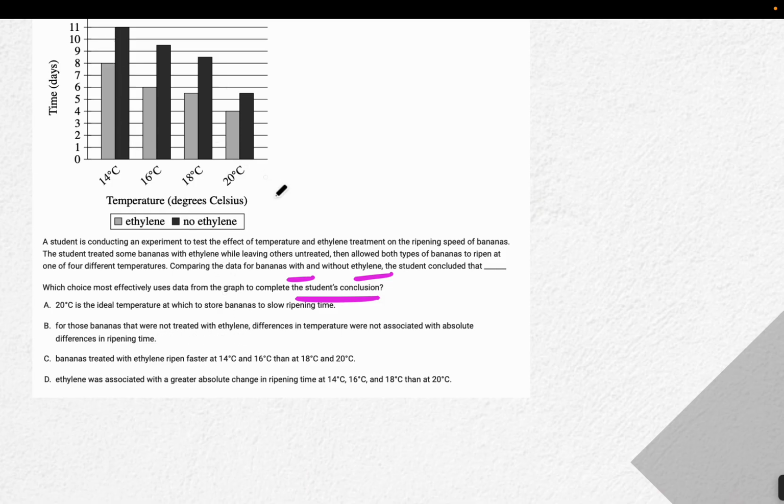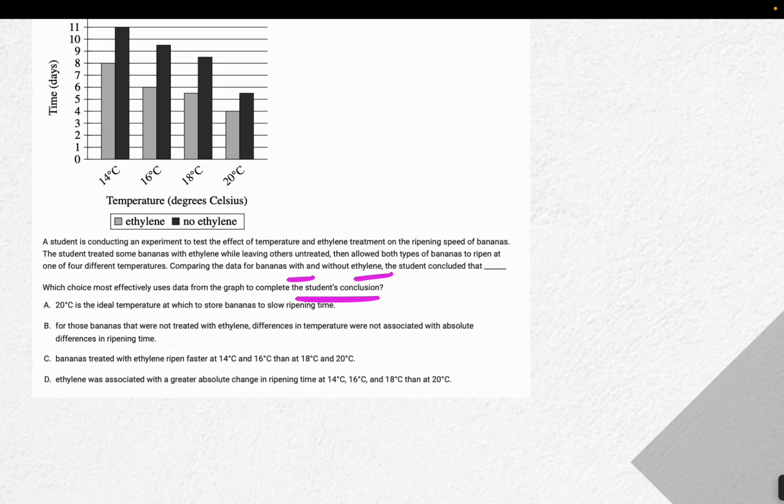Choice B is about bananas that were not treated with ethanol. We're looking only at the untreated ones. It says different temperatures are not associated with absolute differences in ripening time. This is incorrect, because the graph does show that as temperature increases, the ripening time of untreated bananas decreases from about 11 days at 14 Celsius to about 5.5 days at 20 Celsius, with no exceptions. The graph does show that differences in temperature were associated with absolute differences in ripening time.